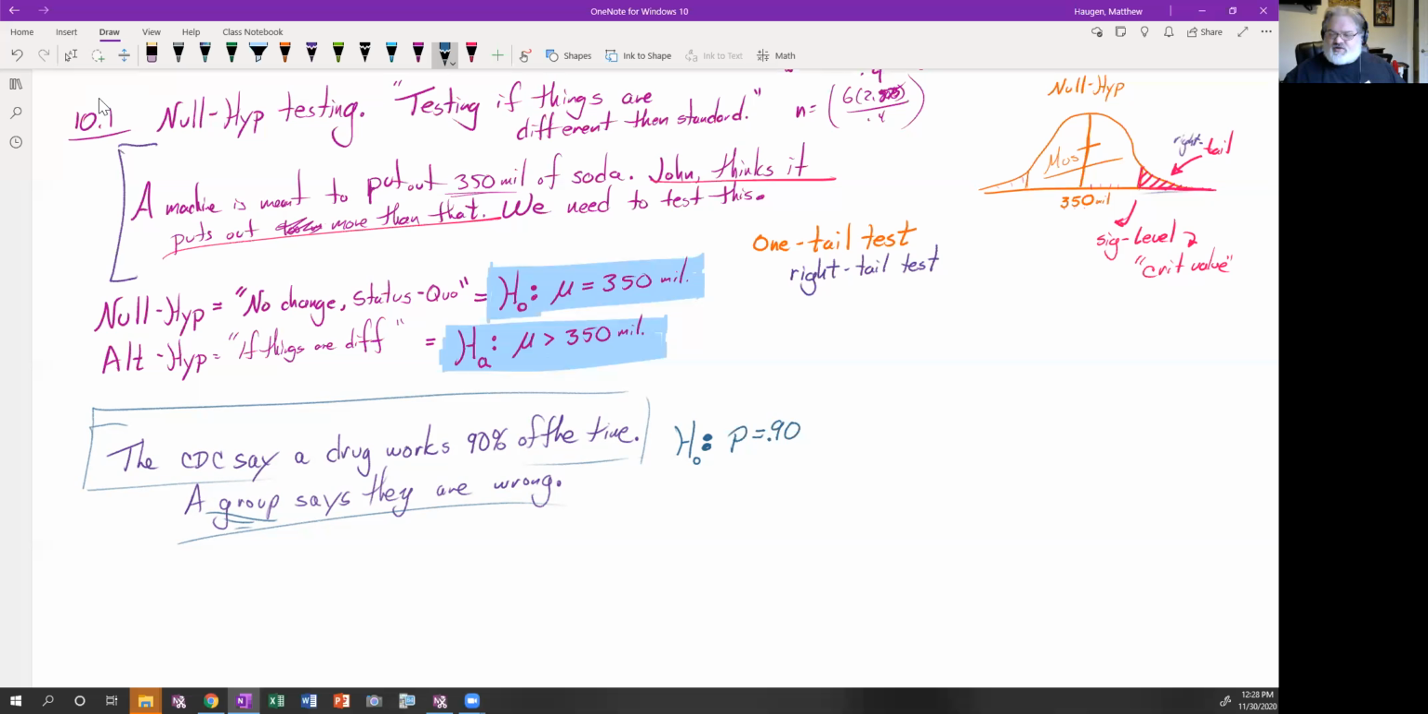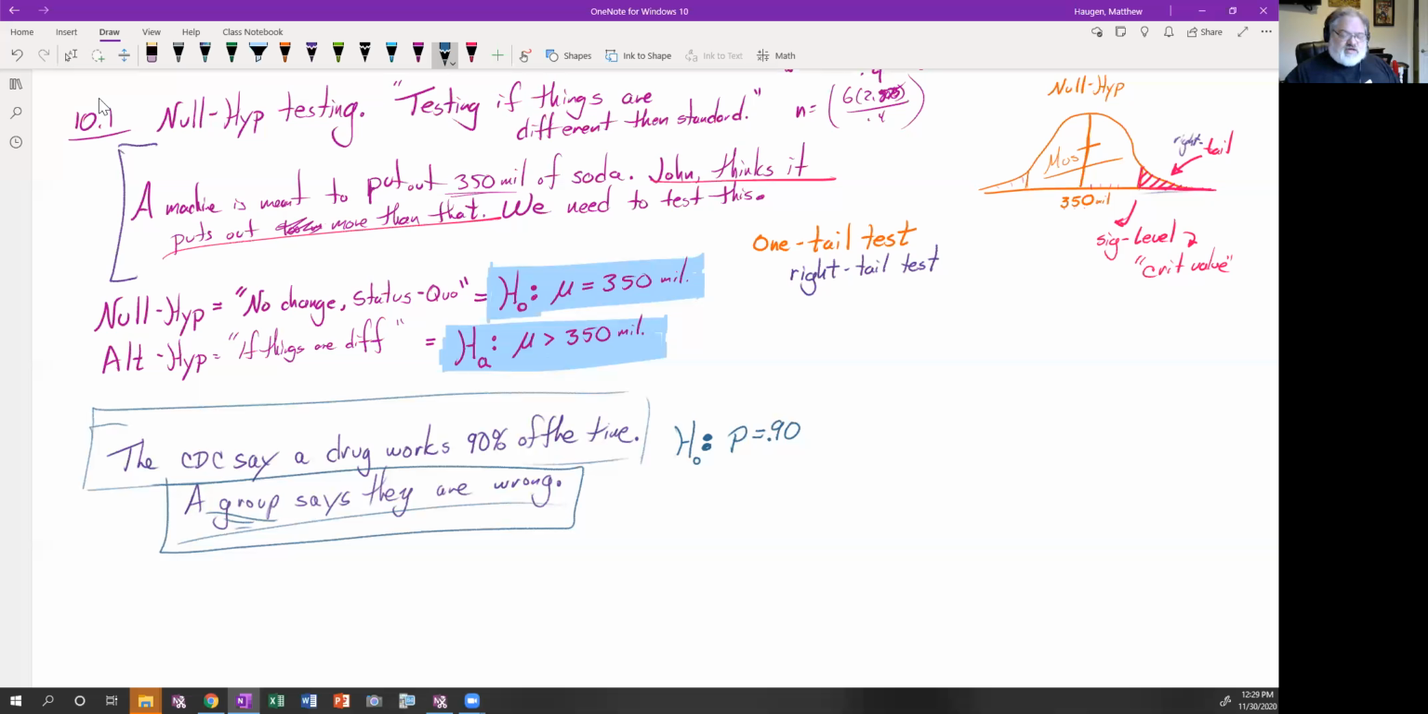I am the CDC, the Center for Disease Control. That's a very big, serious organization. And we have claimed this. We claimed it's 90%. For this group to argue, not only do they have to show that any experiment they perform isn't 90%, but it's got to be significantly different from 90%. They can't get like 90.2 and say, haha, you lied. Well, no, that's just random chance in your sample.